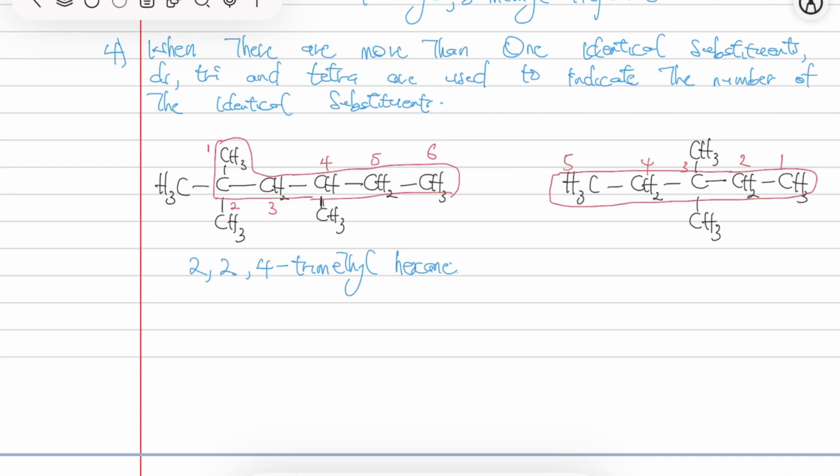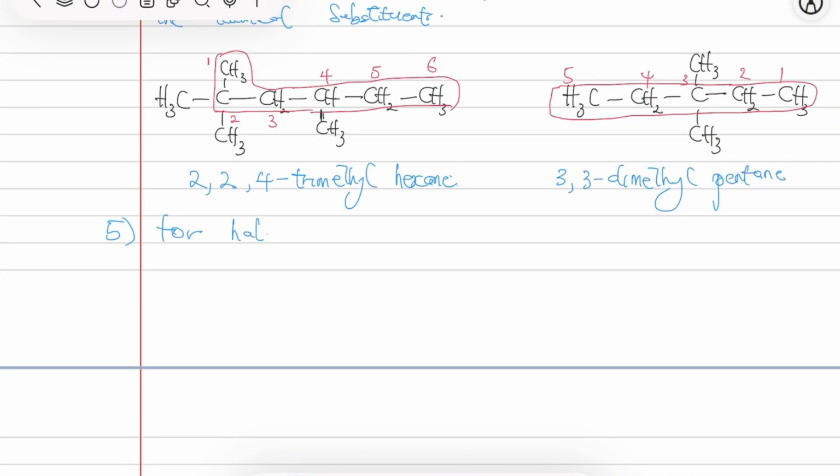So having numbered the parent chain, we will observe that we have 2 identical substituents, which are the methyl substituents at position 3 of the parent chain. Therefore, the name of this compound is 3,3-dimethylpentane because we have two methyl substituents at position 3 of the parent chain.